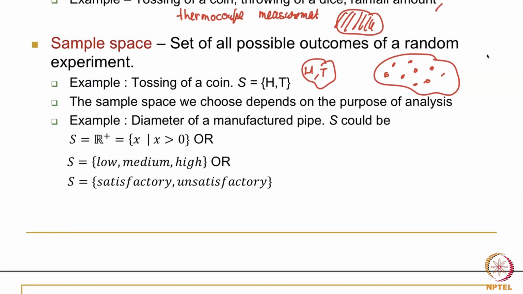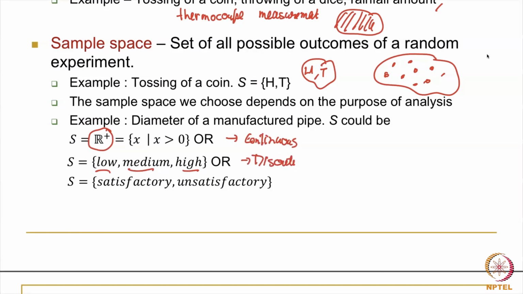These could be discrete or these could be continuous. Take the diameter of a manufactured pipe. How we choose the sample space depends on the purpose of the analysis. This is not particularly relevant here, but let's say you are choosing something like the diameter of a manufactured pipe. You will say the sample space is the set of all positive values. Or you could say that if you are only interested in finding out whether it's a low or medium or a high diameter pipe, you will choose the sample space as discrete. This is a continuous sample space, and this is a discrete sample space. Or satisfactory or unsatisfactory.